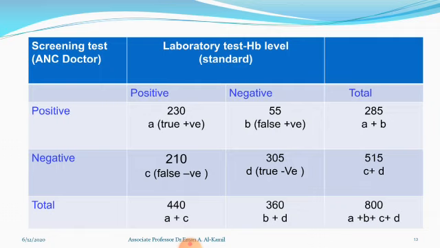These are about the columns, while the rows are the results of the screening test. According to the screening test, out of the 440 positive by the standard test, the doctor was able to truly label 230 as having anemia according to doctor examination. So out of the 440 who are positive by the gold standard test, only 230 are labeled as anemic by the doctor. So this is called the true positive.